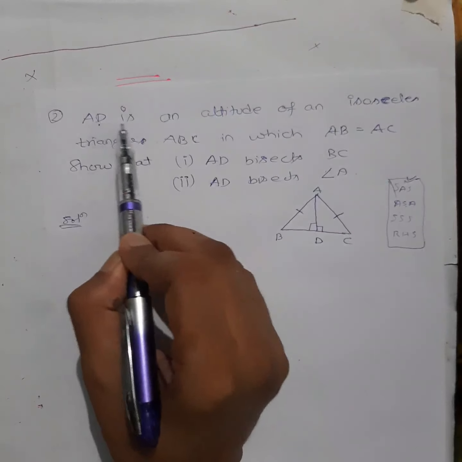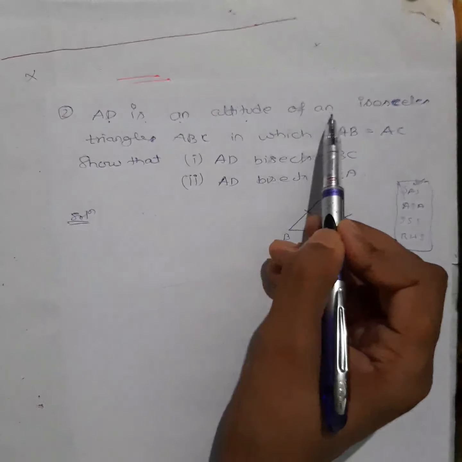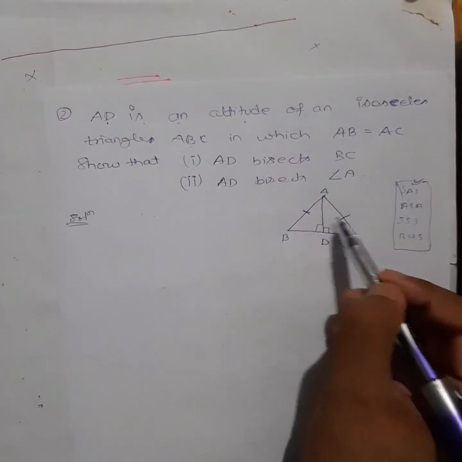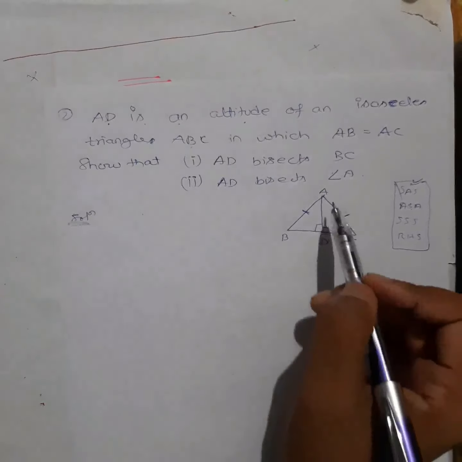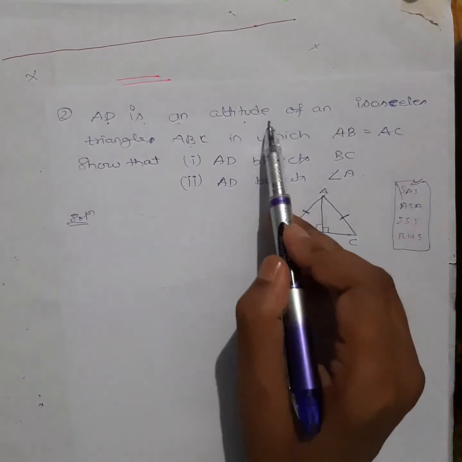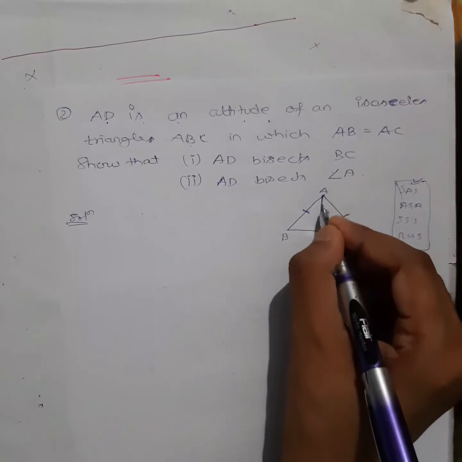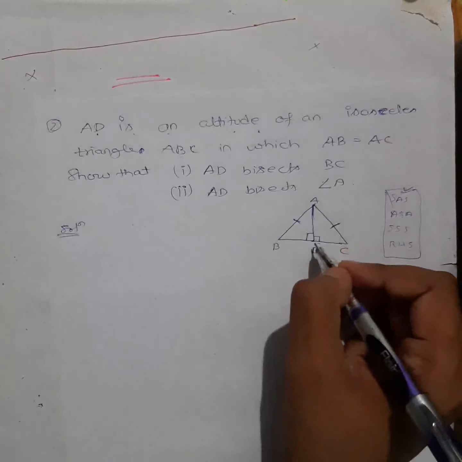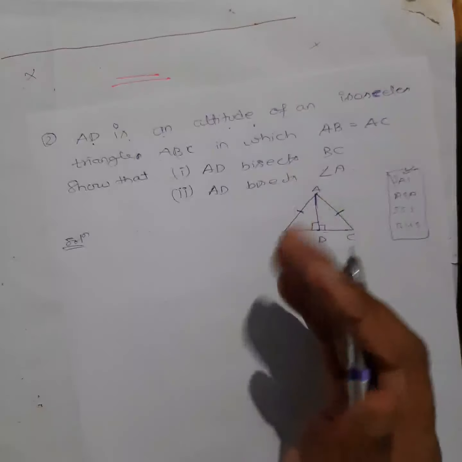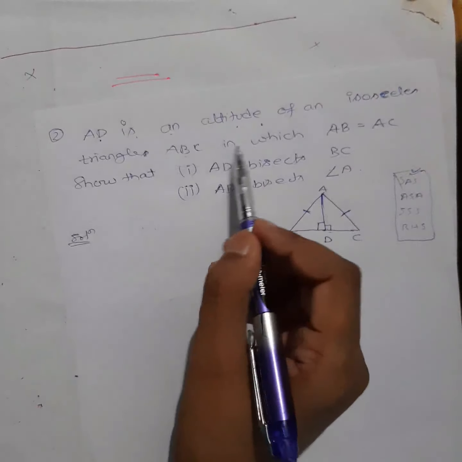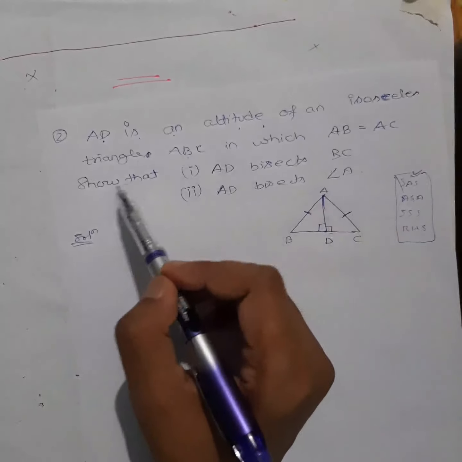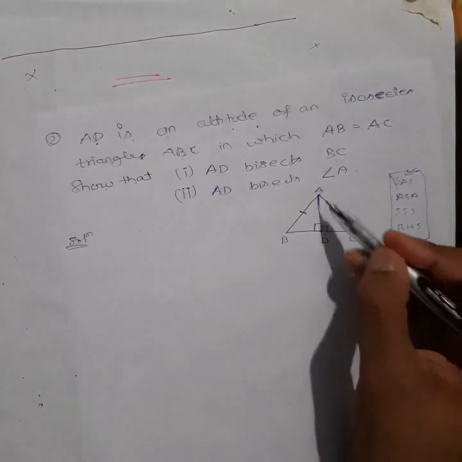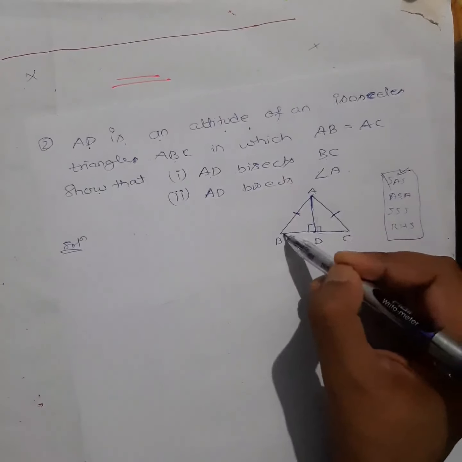What does it say? AD is an altitude of an isosceles triangle ABC, where two sides are the same, right? Altitude means AD is a line perpendicular to the base. Altitude, height, is always perpendicular. Next, in which AB equals AC, show that AD bisects BC.